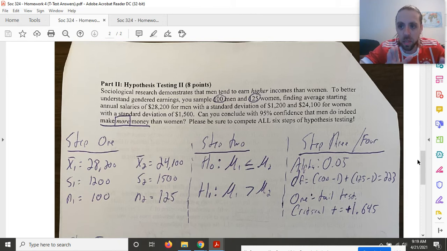All right, stop for a second. More. Okay, I have a directional hypothesis here. I don't just care about any difference. I care about one specific direction of the difference. So this is going to be a two means, one-tailed t-test with unequal Ns.